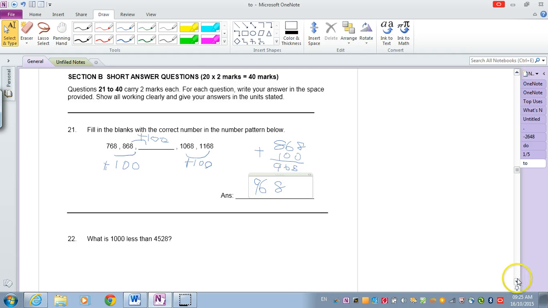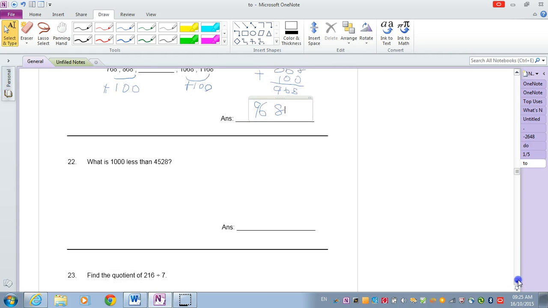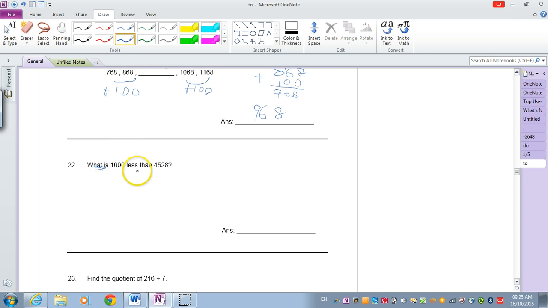Alright, let's move to question number 22. Now, what is 1000 less than 4528? Now this number must be less than 4528, and it is 1000 less. So what should we do? We should be using 4528 to minus 1000.